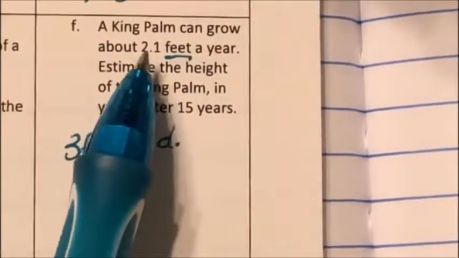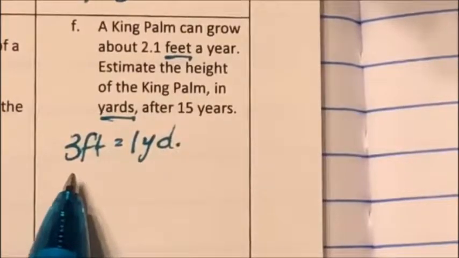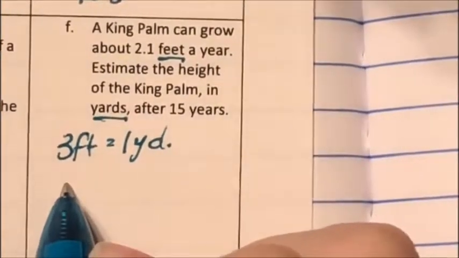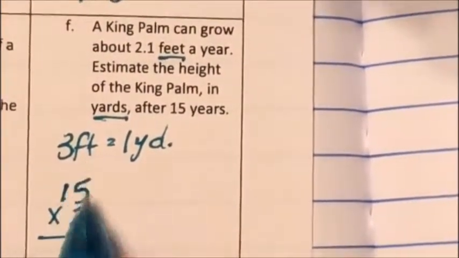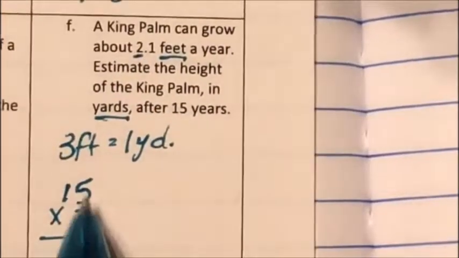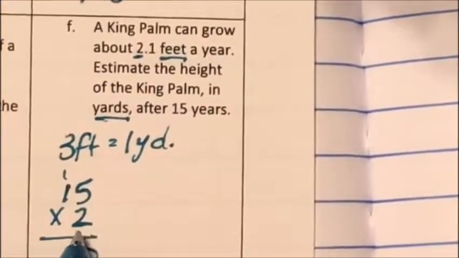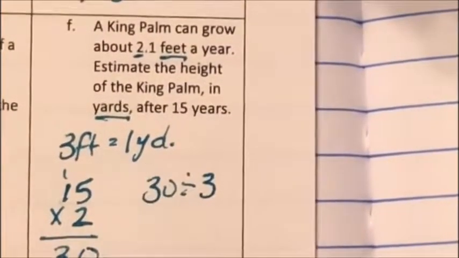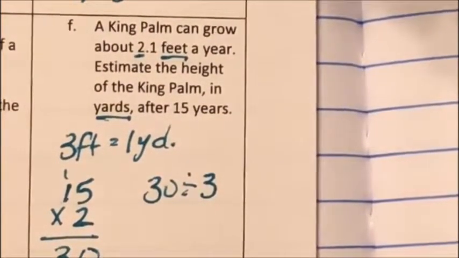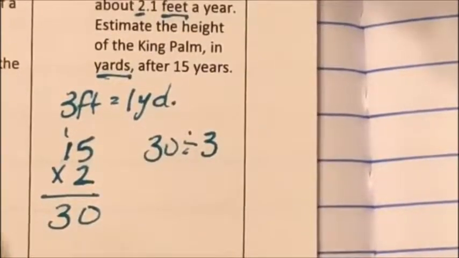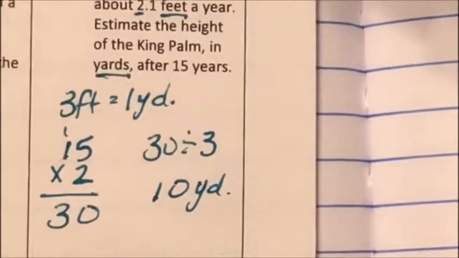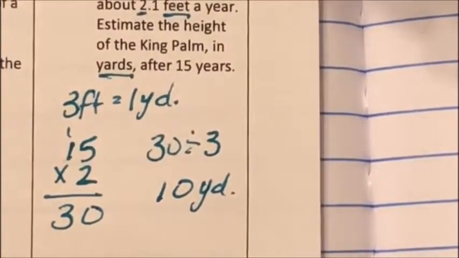So you can do one of 2 things. You can multiply 2 times 15 and then divide your answer by 3. So let's do that. So I'm going to take 2 times 15, or 15 times 2, because I rounded this to 2. 5 times 2 is 10. 2 times 1 is 2, plus 1 is 3, okay? I'm going to take 30 and divide it by 3 because there's 3 feet in 1 yard. 30 divided by 3 gives me 10. So approximately 10 yards in 15 years. And that is the end of lesson 2.